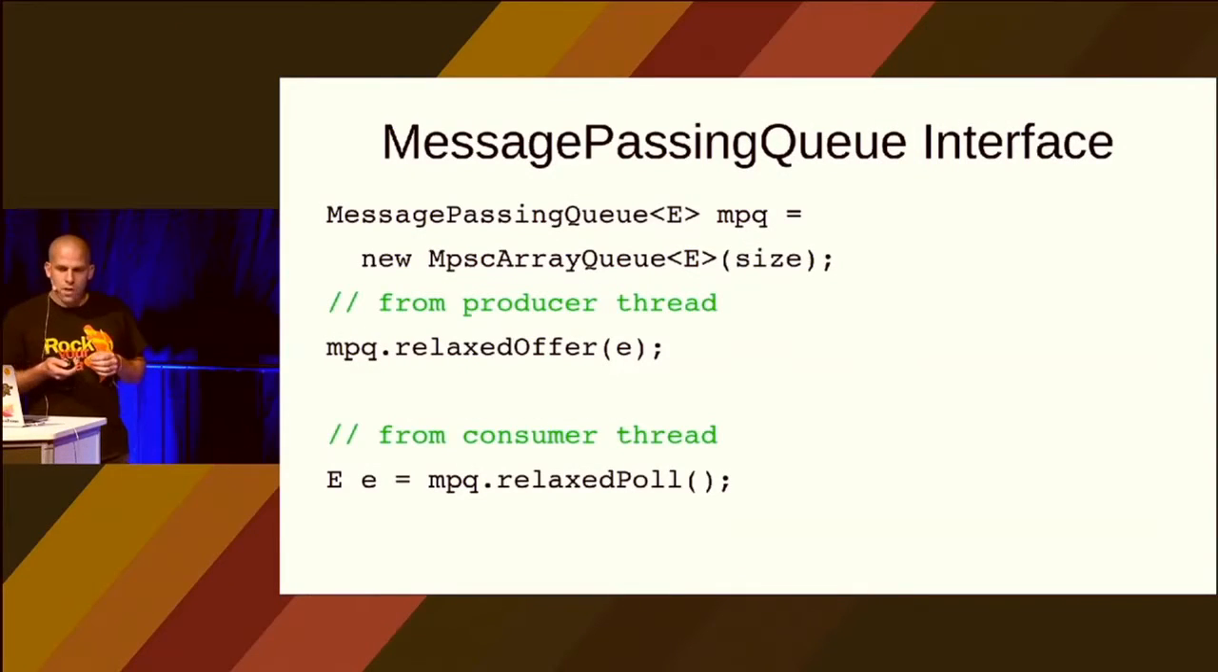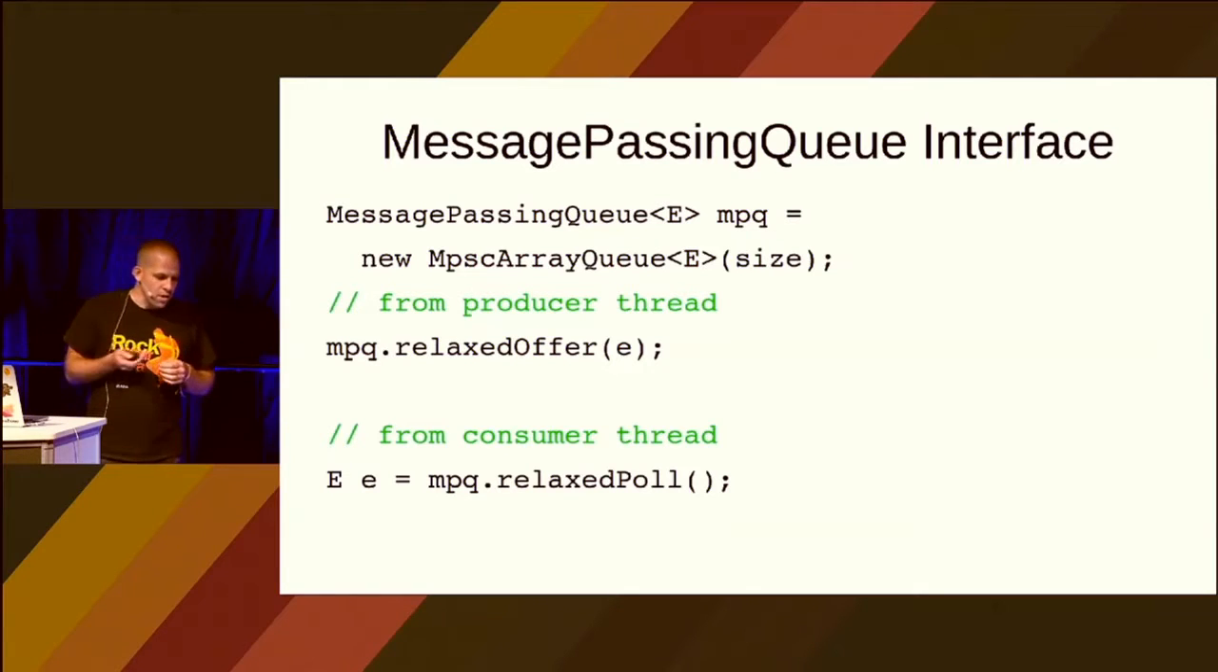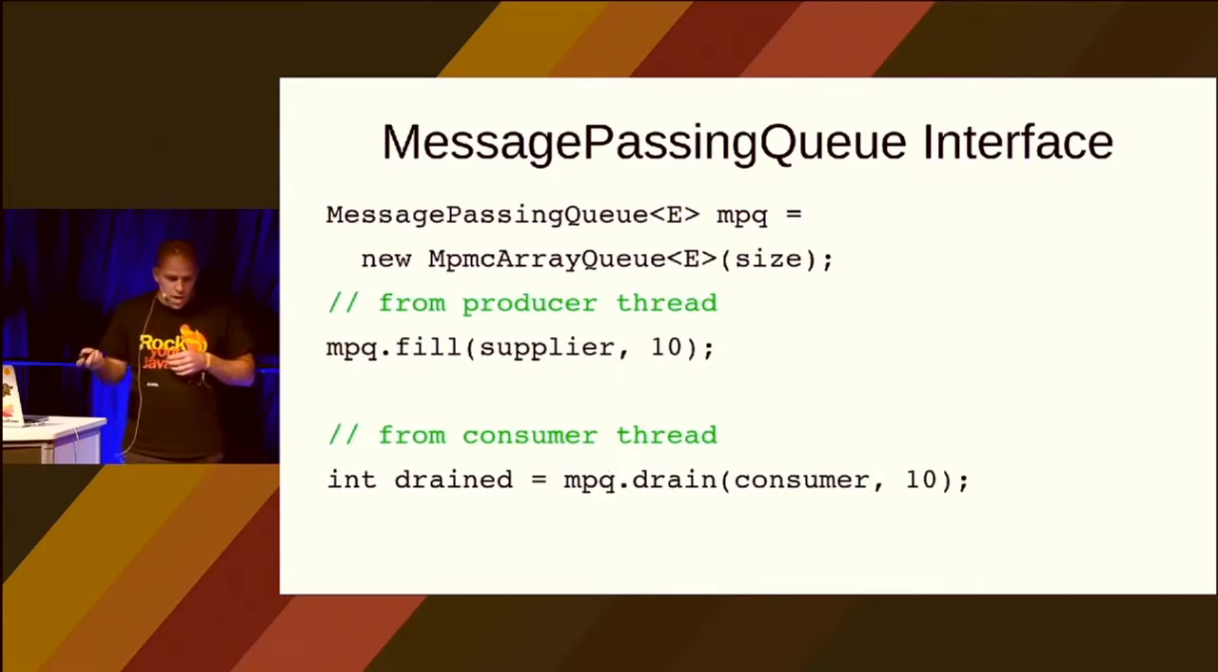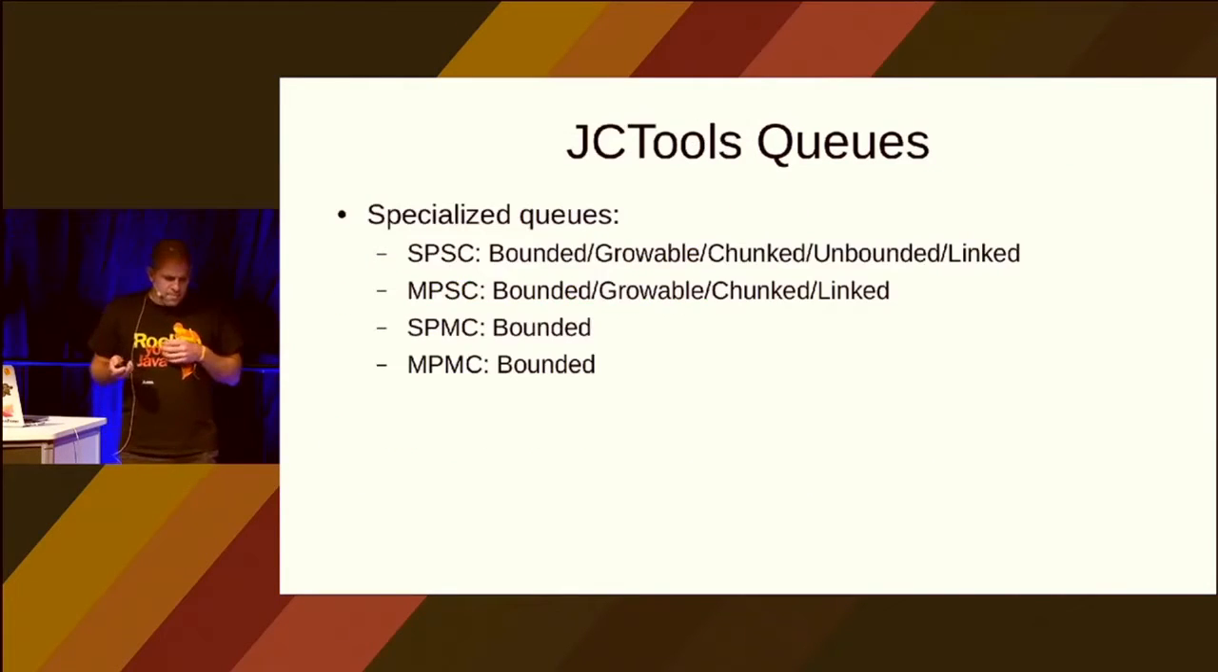So this is what it looks like. It looks just like you'd think it does. There's the relaxed offer, which looks like the offer. There's the relaxed poll. And filling comes in actually like 3 different flavors, but the important thing is you know that you want to put a lot of elements in, and you use the batch interface. So we have a slightly extended interface for the queue, and we have the queue interface.